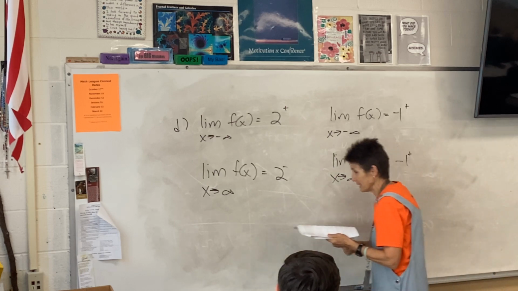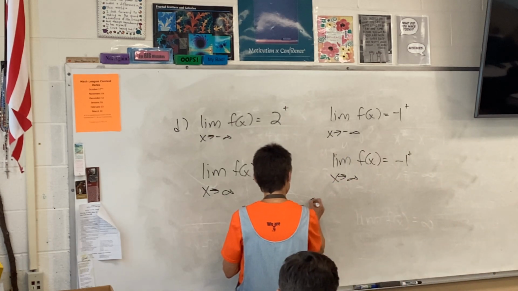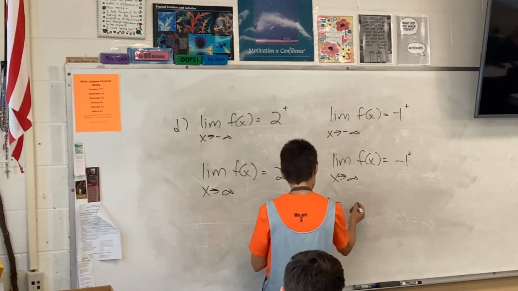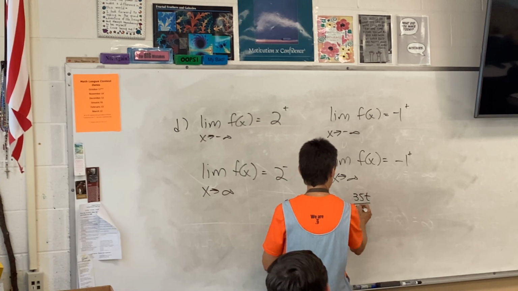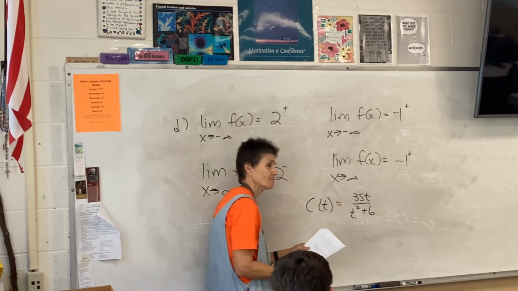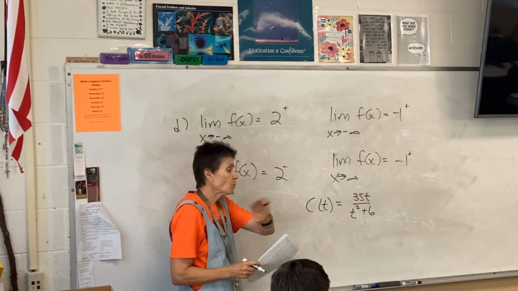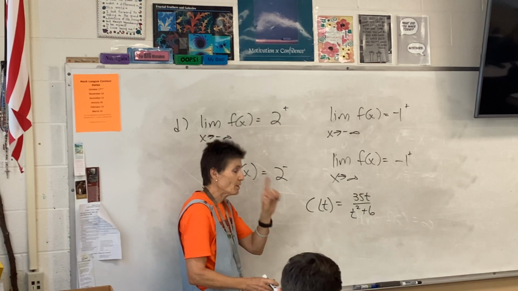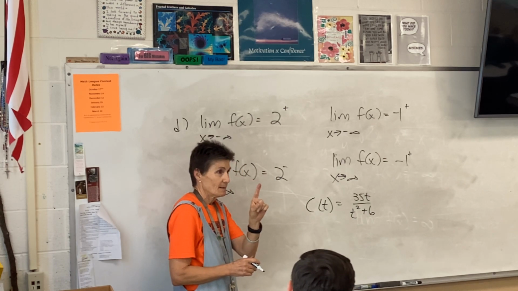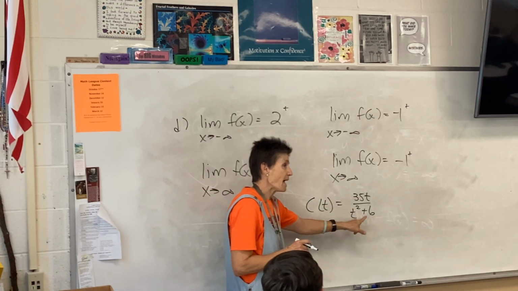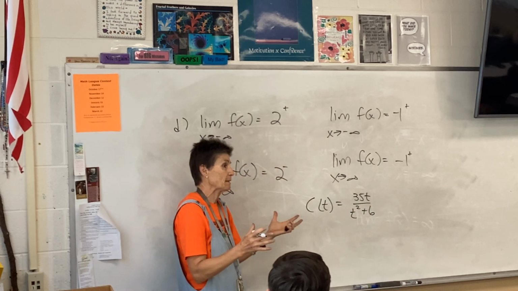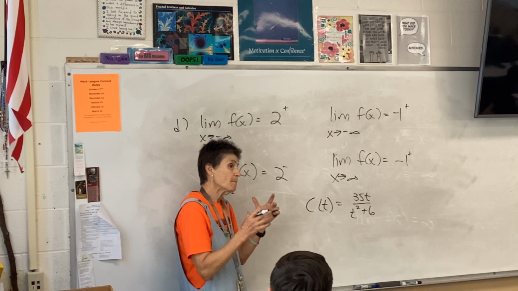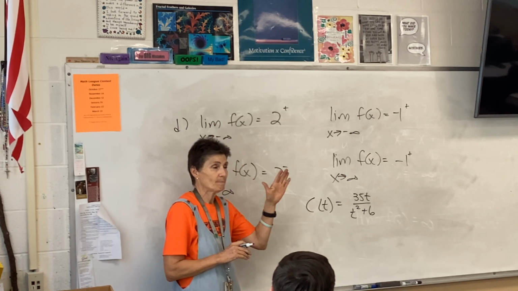So they give you a formula. Somebody has calculated that the concentration at time t is 35t over t squared plus 6. Before we look at the problem, I want you to think about this. Could that equation actually be the right equation? They're telling me it is. But think about what happened.